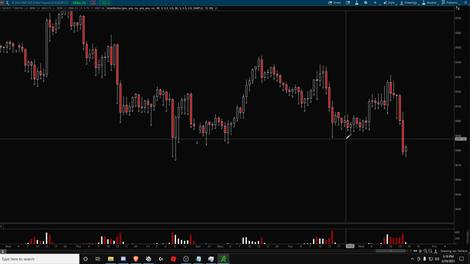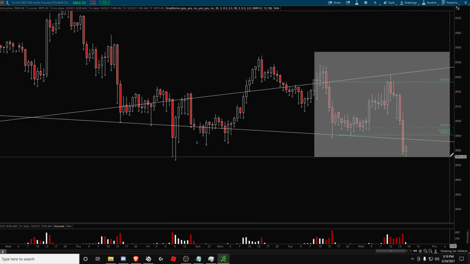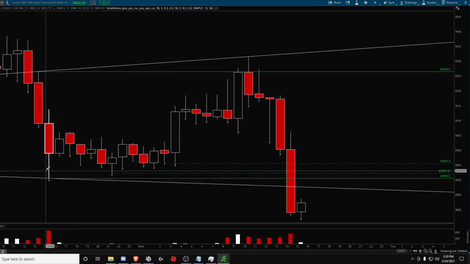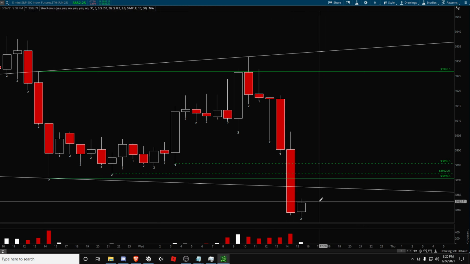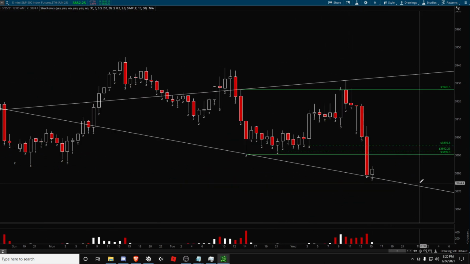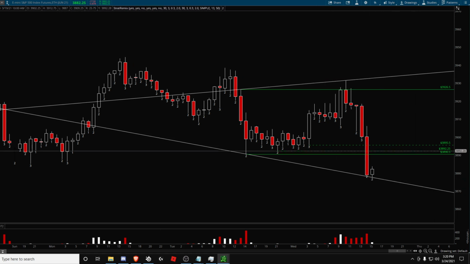And then, so the way that the broadening formation was drawn was we took out this swing high, so higher high, and now we're looking to take out the swing low, lower low. So now this one would be drawn like this. And that's not to say you can't trade off of these broadening formations.